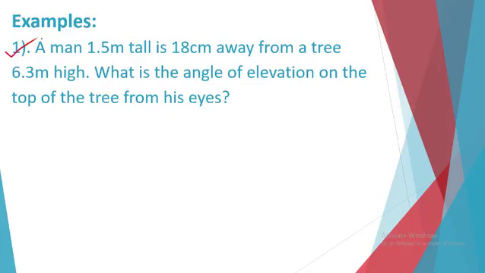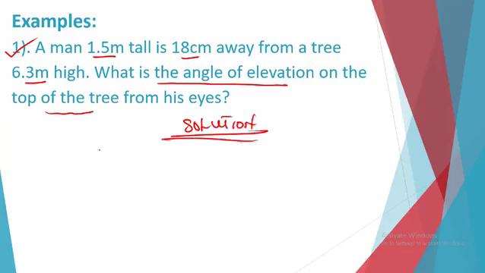Example number 1: a man 1.5 meters tall is 18 cm away from a tree which is 6.3 meters high. What is the angle of elevation of the top of the tree from his eyes? Let me take it again. A man 1.5 meters tall is 18 cm away from a tree 6.3 meters high. What is the angle of elevation of the top of the tree from his eyes? Okay, the first thing we need to do is to represent the information in a diagram.